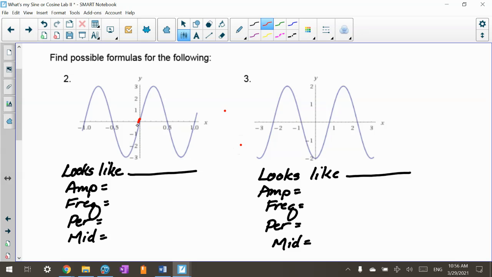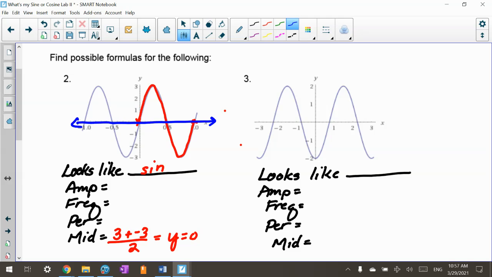I want you to look at the y-axis. Trace your curve, and I want to find the formula for this curve. When I look at it, it looks like sine. Then I'm going to do my midline, which is always next. I'm going to take my high plus my low, divide it by 2. So it's 0 over 2, and y equals 0. So I come up here and say, yes, this looks like the middle of y equals 0. I do this every single time to make sure I'm doing it correctly. Then I can come up and find my amplitude. My amplitude is high minus my midline, or midline minus my low.